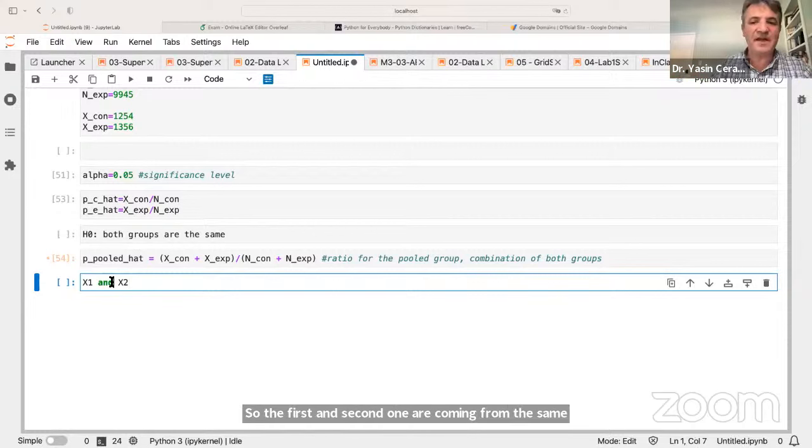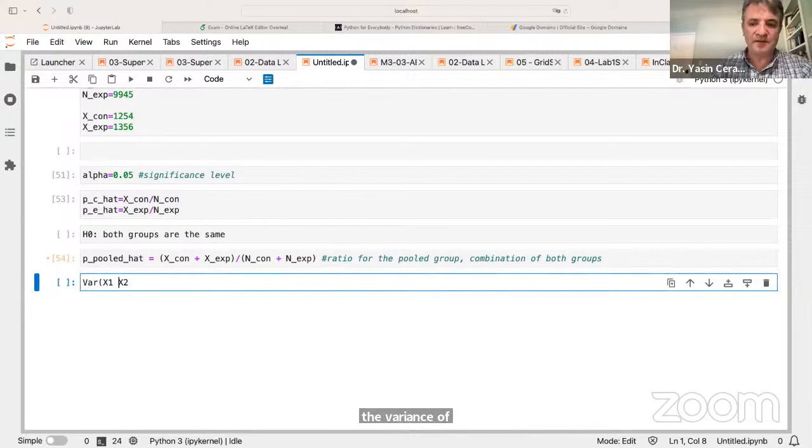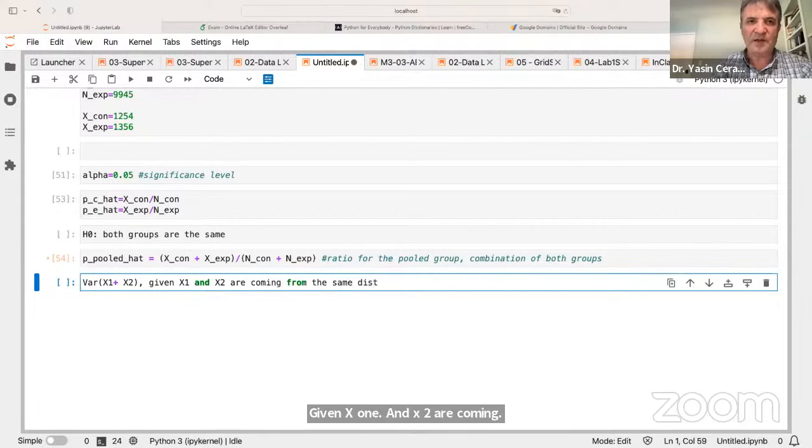So in that case, the variance of x1 plus x2, given x1 and x2 are IID, independent and identically distributed, is the variance of x1 plus the variance of x2. Let's just keep this in mind.